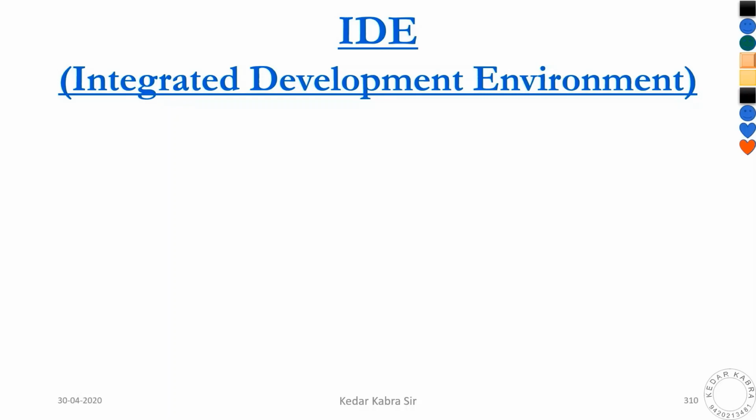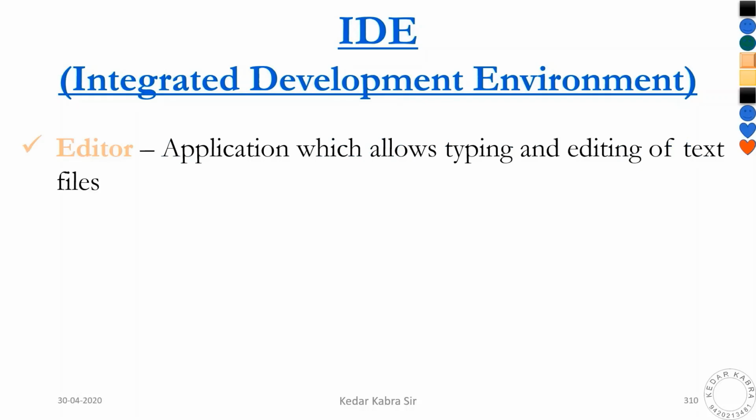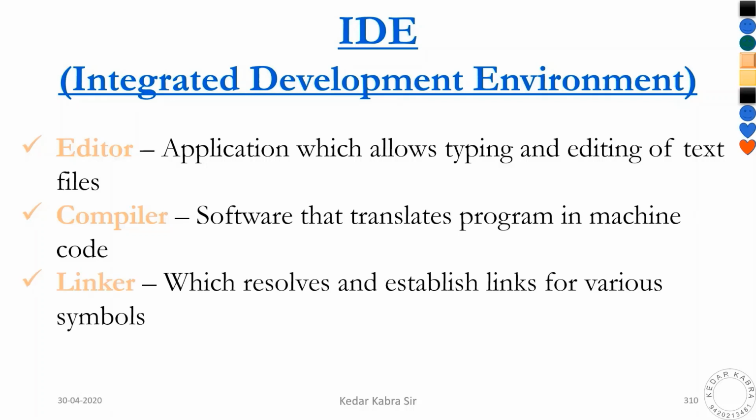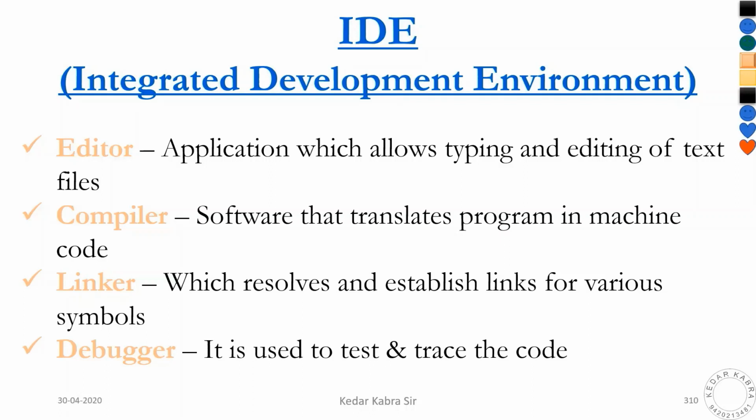It is a bundle of development tools like an editor, which is an application that allows typing and editing of text files or source code. Compiler, which is the software that translates a program into machine code. Linker, which resolves and establishes links for various symbols. And debugger, which is used to test and trace the code.